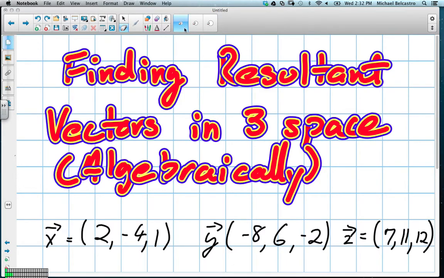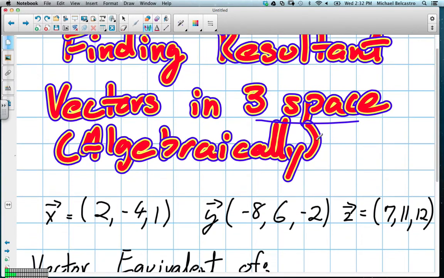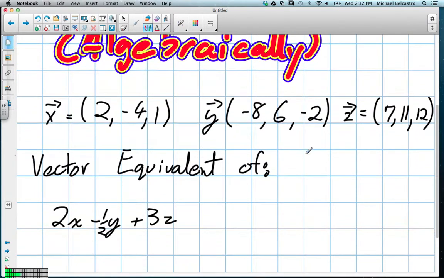We're going to find resultant vectors in 3 space. So algebraically, instead of drawing this, because drawing this would be pretty difficult. They've given this vector. This is a vector in 3 space. It's a positional vector, right? It's starting at the origin and going to these 3 points. So, maybe it does something like this.